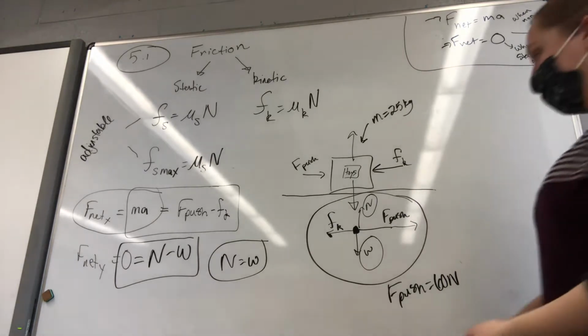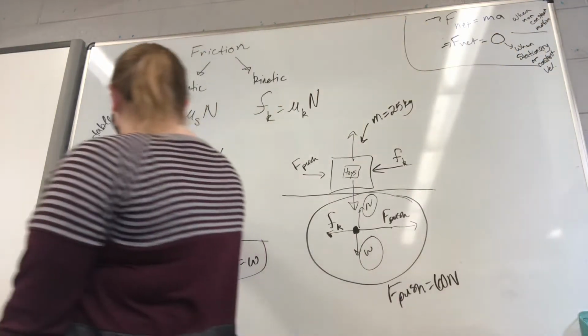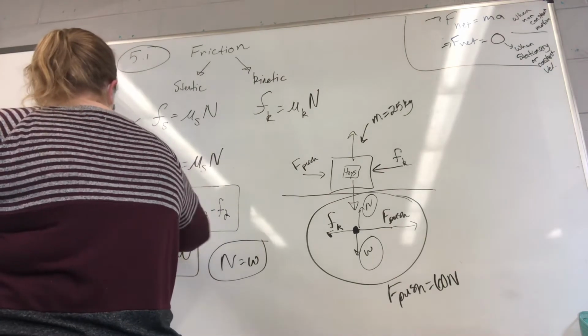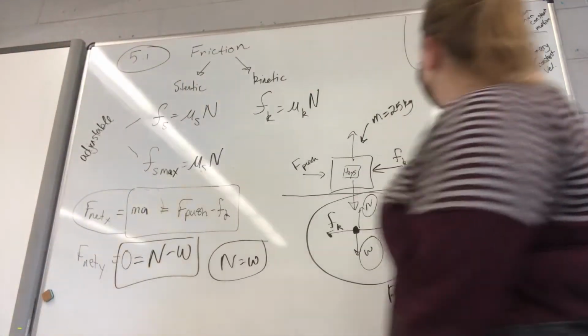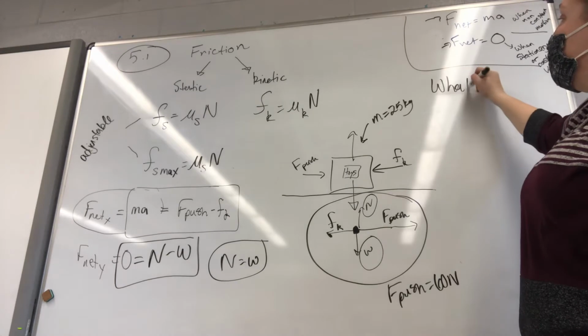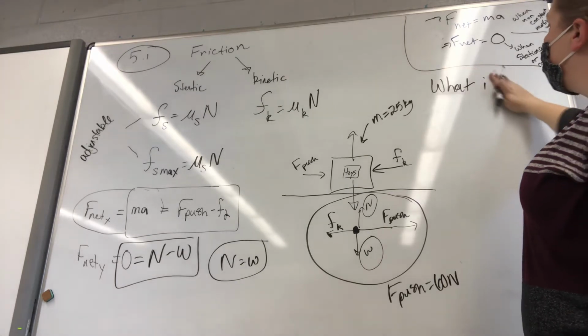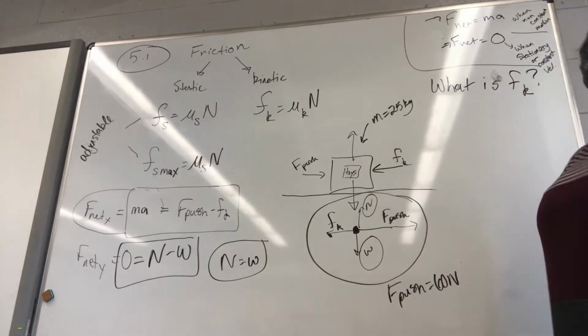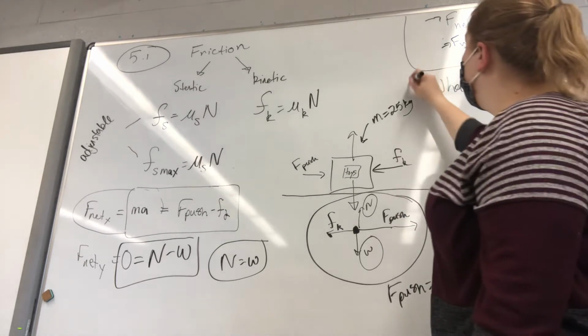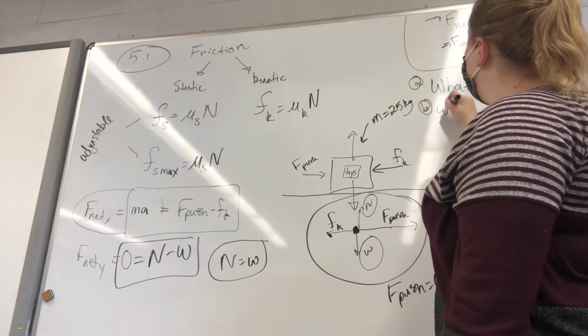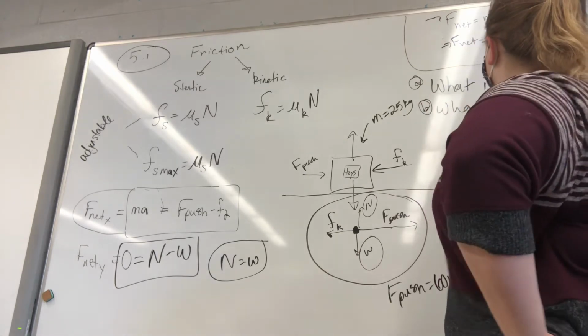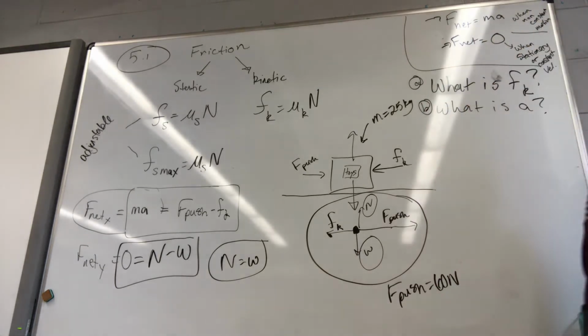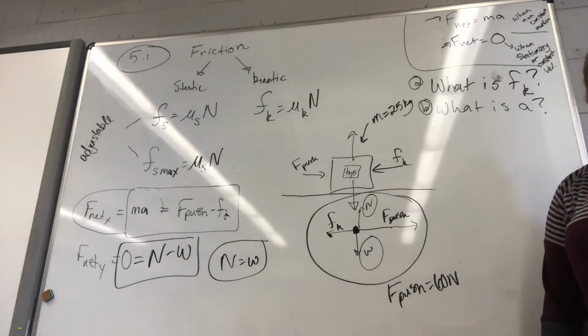Okay. So we have these expressions that we can use to solve for information. I'm going to say that our overall question, and we're going to give ourselves a couple. One is going to be, what is Fk? And the other is going to be, what is A? I think I gave you enough information to do this.